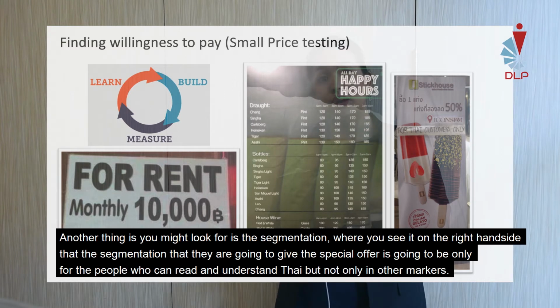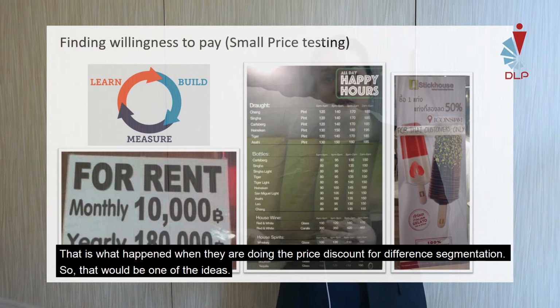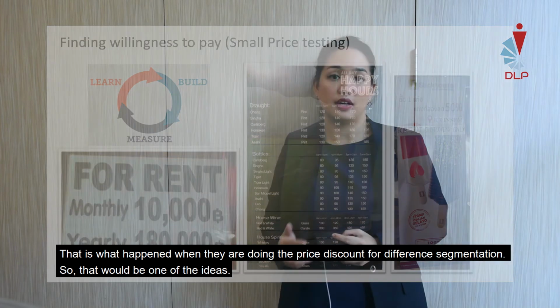Another thing is segmentation, where you see on the right-hand side that the special offer is given only to people who can read and understand Thai, but not in other markets. That's what happens when they do price discounts for different segmentation. So that would be one of the ideas.